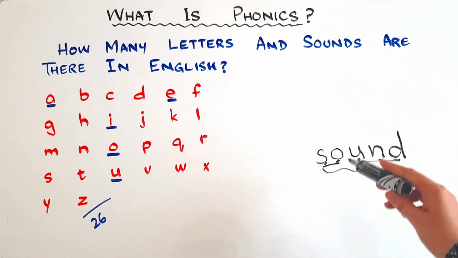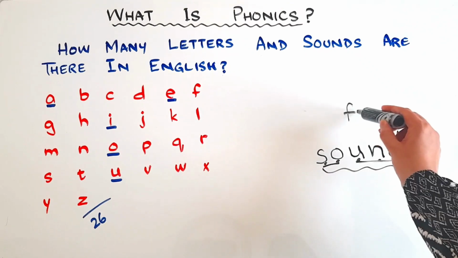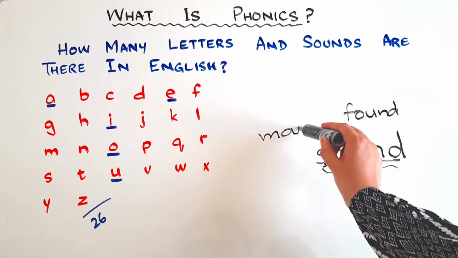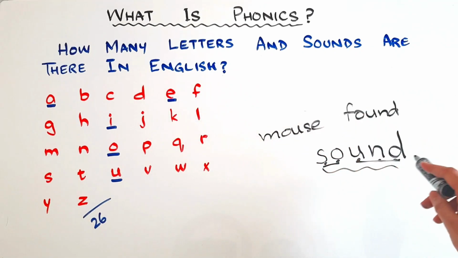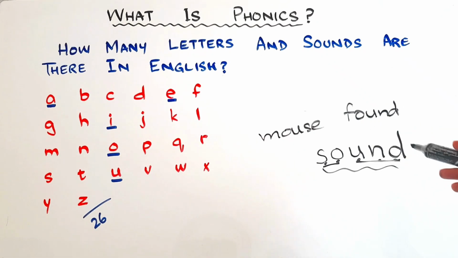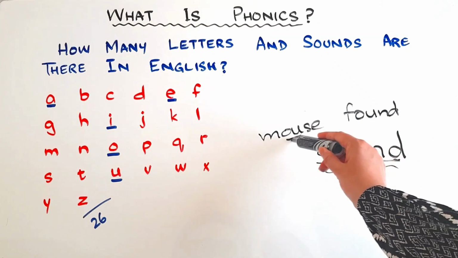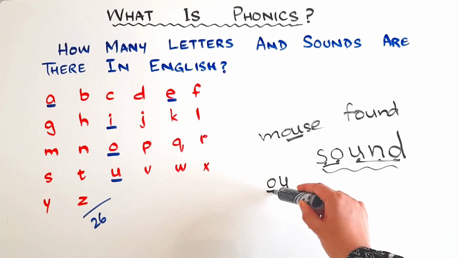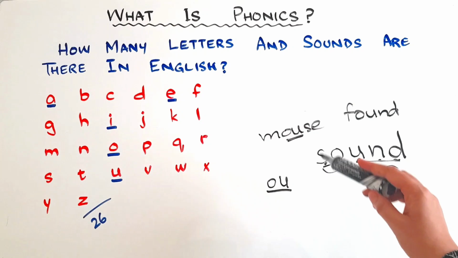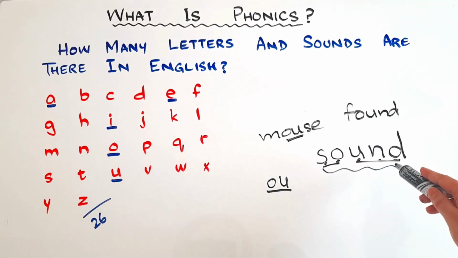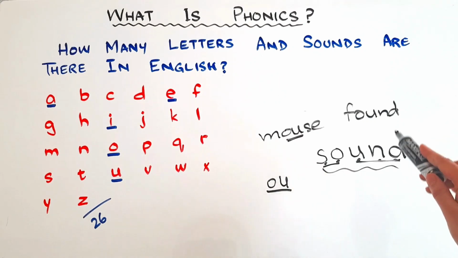If you go with the blending process of this word, sound, found or mouse, there is a sound that is missing. There is a sound that you don't know or you are not teaching your child. This is this sound, ow. When O and U are together, they make a new sound that is ow. If you know this sound and if you teach your child this sound and then ask him to write these words, he would write them and he would read them confidently and perfectly.